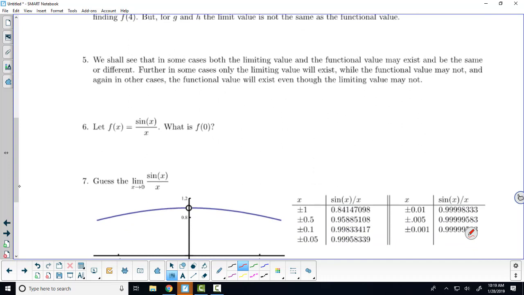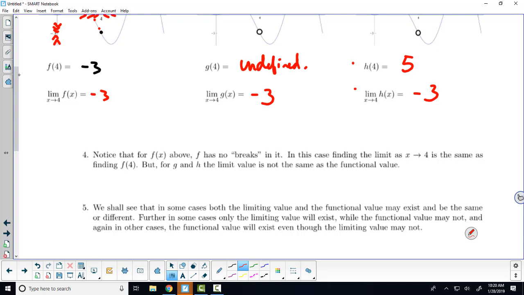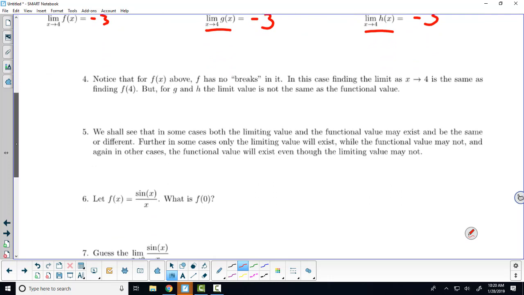Okay, and number 5 is important. We will see in some cases both the limiting value and the functional value may exist, and may be the same or different. So, for example, in the first one here, the functional value and the limit value both exist and they agree with each other. Whereas in the third example, the functional value and the limiting value both existed, but they were different. Here we have the limit value existing, but the functional value not existing. And I could have put up a fourth possibility, where the functional value exists, but the limit doesn't. We haven't seen an example yet where the limit doesn't exist, but we'll get there. So there are lots of possibilities that we could have with these graphs.